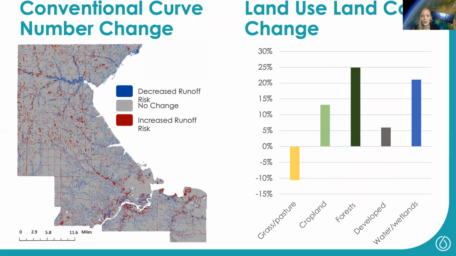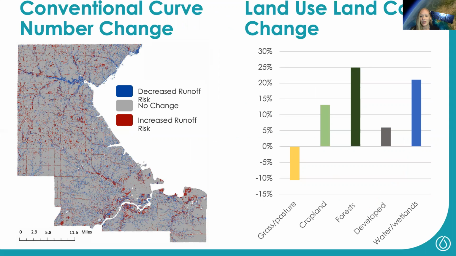A few selected results here. The conventional curve number runoff change shown in the map on the left showed that over the study period, runoff risk decreased in some areas and increased in others. There was also a large portion of the county that showed no change in land use land cover.